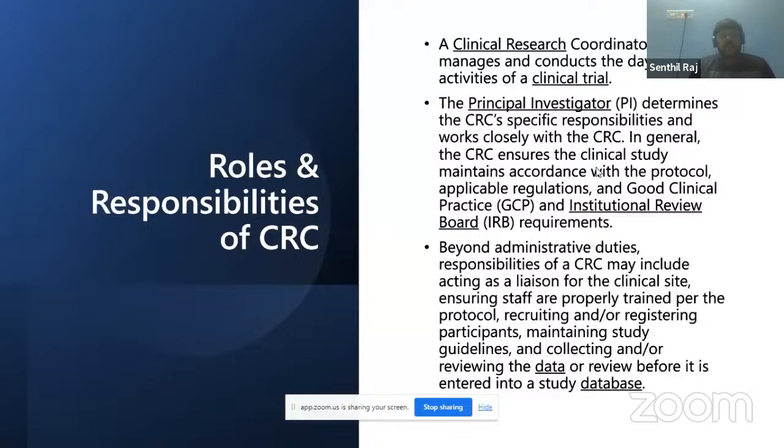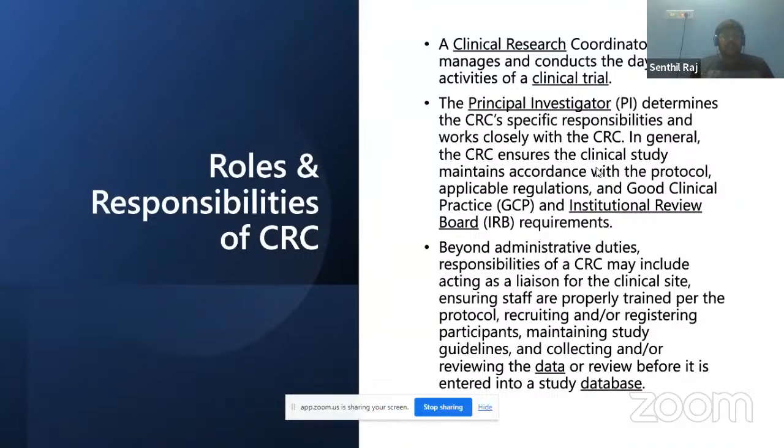So the CRC role is stuck to the site. Majority of the time they have a site role. They are positioned only at the site, and they do all the site-related activities. But a CRA is a travel job. Most of the time he has to travel from one place to another for his work, and 70 to 80% of his time will be spent traveling only. He might not have the luxury of a CRC.